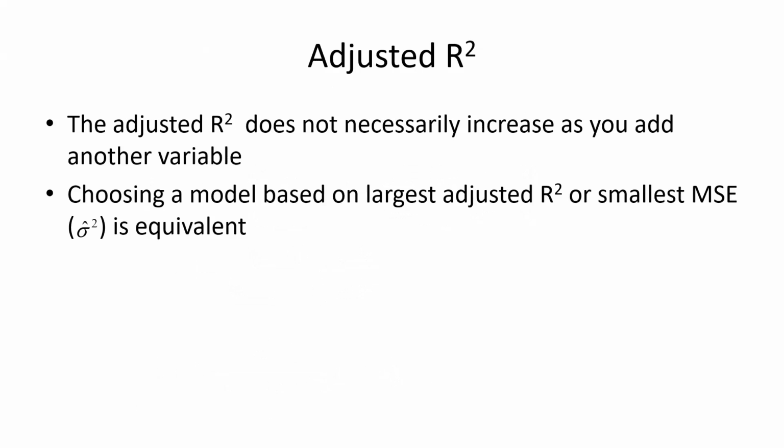So the adjusted R squared does not necessarily increase as you add another variable. And choosing a model based on the largest adjusted R squared will choose the exact same model that you would choose by minimizing the mean squared error.